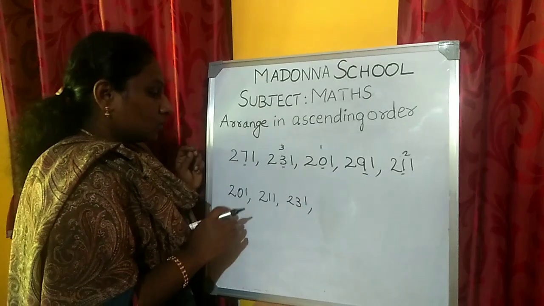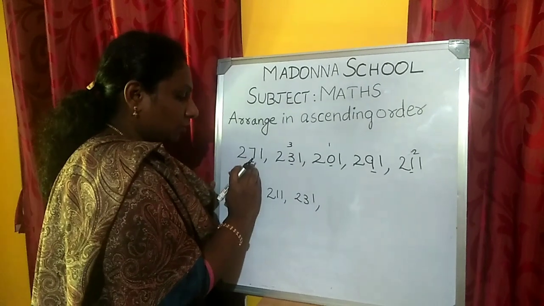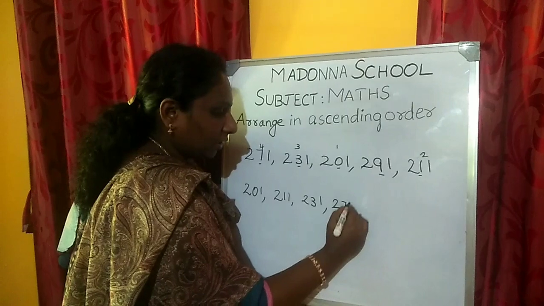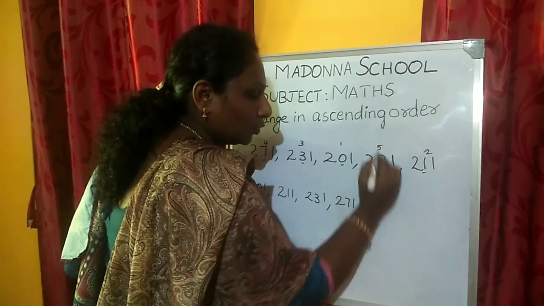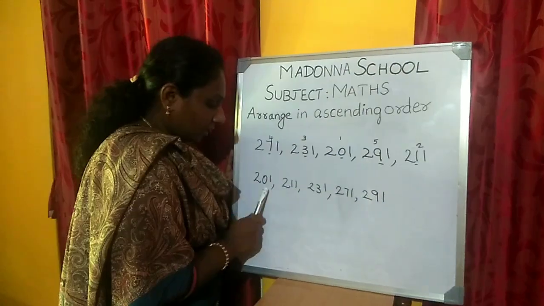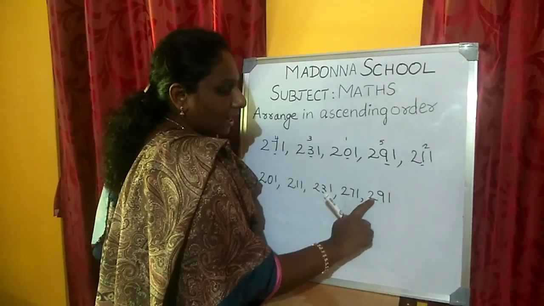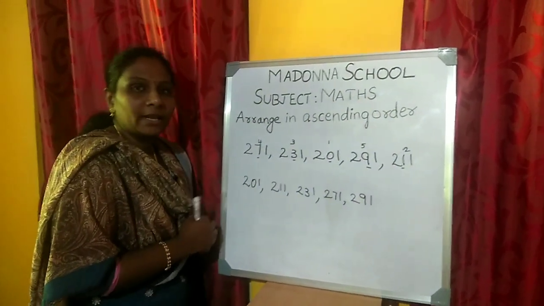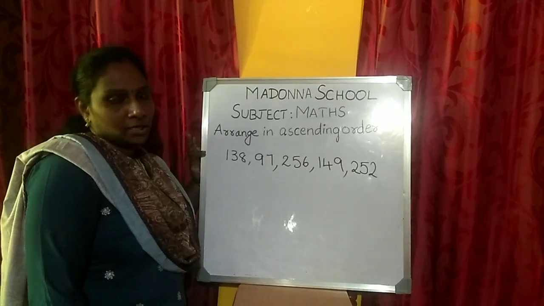The last. So compare these two numbers. So 7 and 9. Which is smaller, children? 7 is smaller. So 271 should come here. The remaining last number is 291. Okay children. 201, 211, 231, 271 and 291. So it is in the increasing order and it's called what, children? Ascending order.